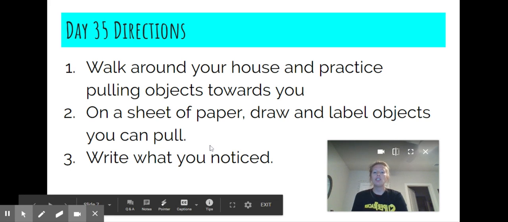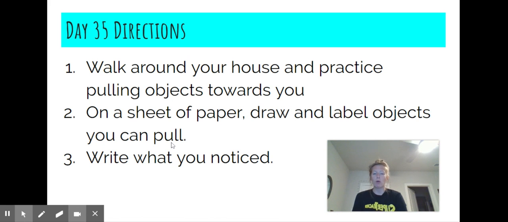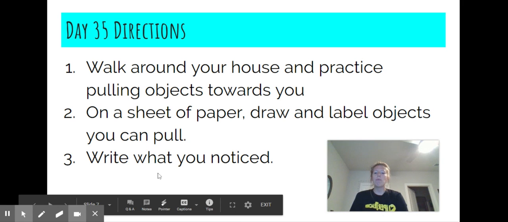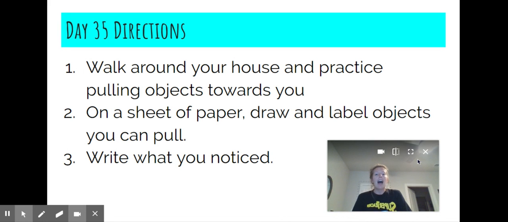Then on a sheet of paper, draw and label objects you can pull. So then you'll get your paper and draw what you pulled. So on my paper, I would draw a door and then label it door. Last, write what you noticed. So I'll need to write what I noticed using the same sentence stem as yesterday. I noticed. And then I'll have to fill in the blank with what I noticed.